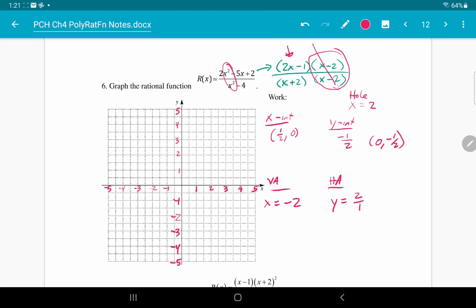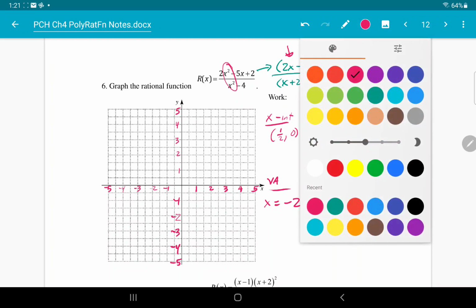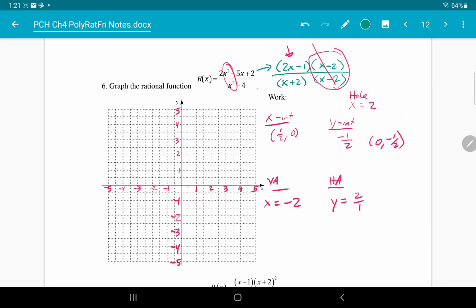As we graph, let's see what we have here. X-intercepts are at 1/2, 0. So let me do this in a different color. Let's go with green. 1/2, 0. There's 1 point. Y-intercept is at 0, -1/2. Here's another point. What else do we have? A vertical asymptote at x equals -2, right here.